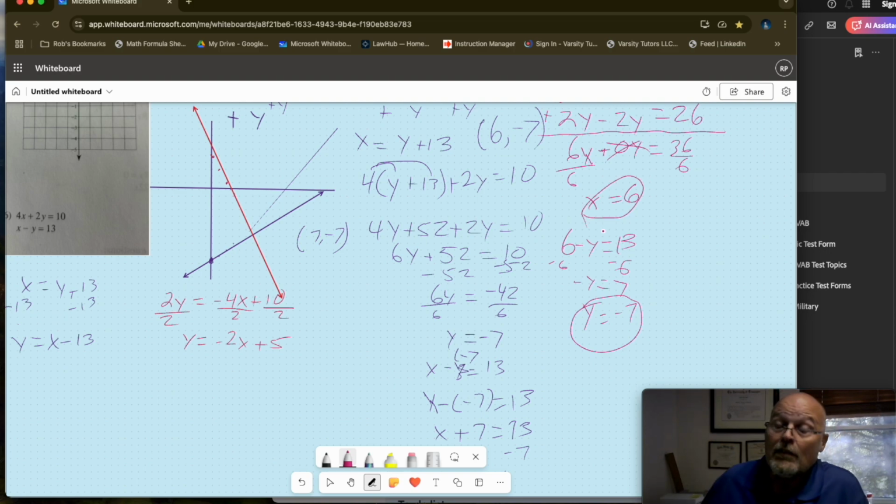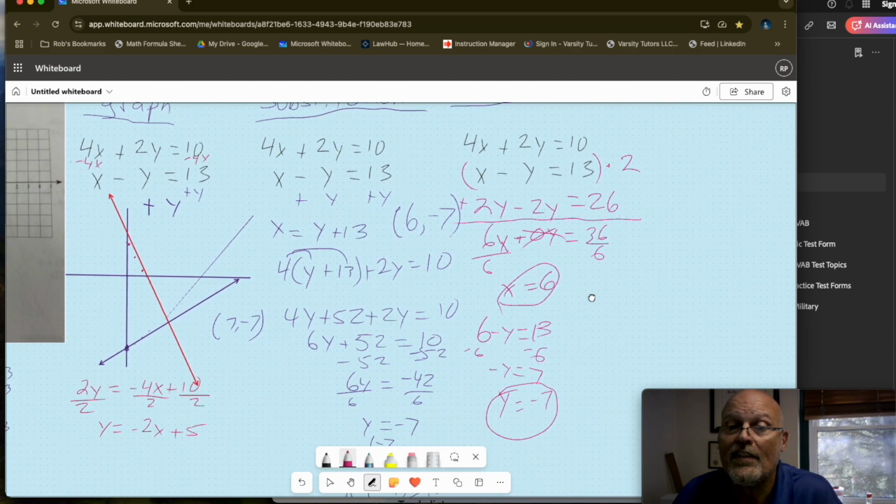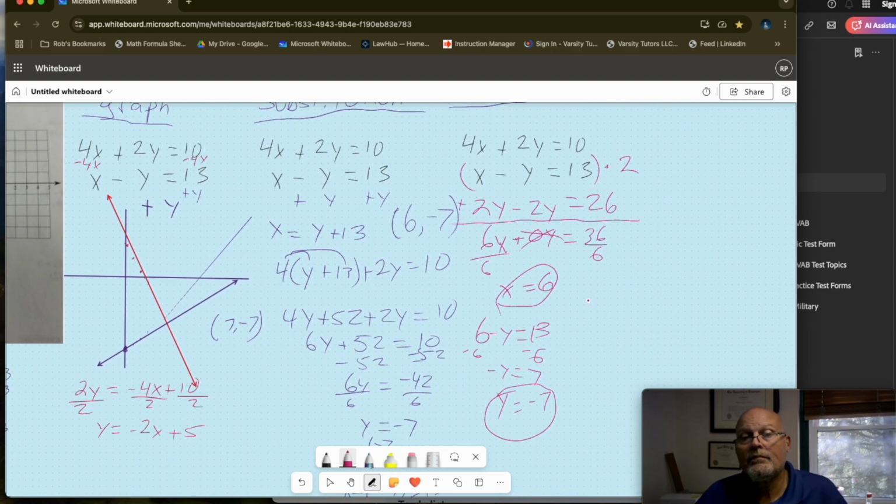In general, elimination is my go-to method for solving linear equations. I tend to see it better, but there are definitely times where the other makes sense. So 6 comma negative 7, and we get the same answer each time.